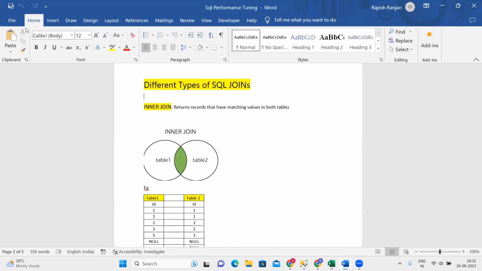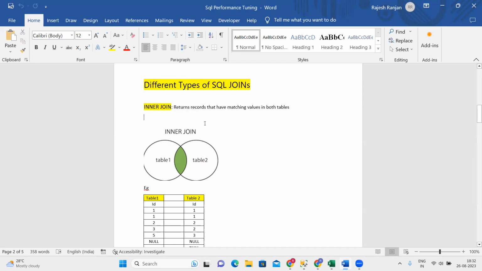Okay, so let's start on join. Coming to the join, in SQL Server we have four types of join. First one is inner join, second one is left outer join, then right outer join, and full join. I'll discuss each join one by one. So let's start with the first join, that is inner join.